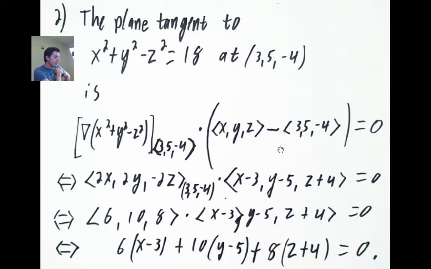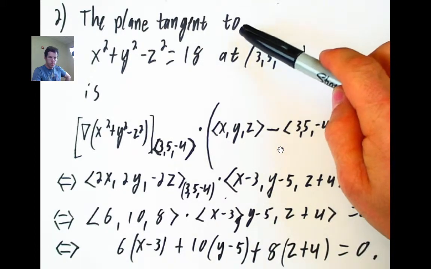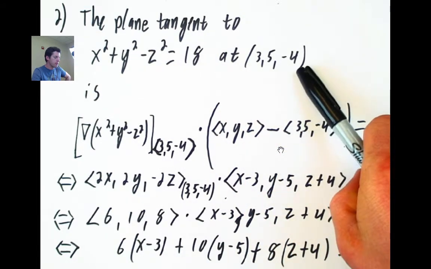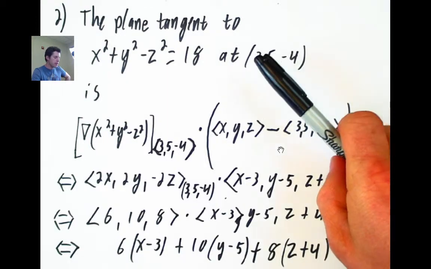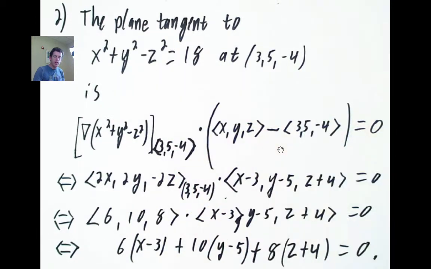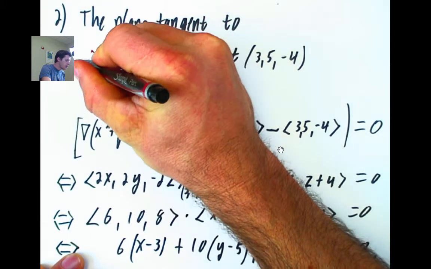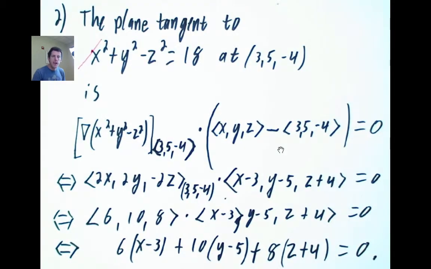But let's talk about the common way that people are sparing in words at the risk of miscommunicating. So here, the plane tangent to x squared plus y squared minus z squared is equal to 18 at 3, 5, negative 4. Is there a tangent to an equation? I mean, so let's see. Here's a point on the equation right there, and then there's a tangent line to it. That's a joke. Right, so this right here is an equation.